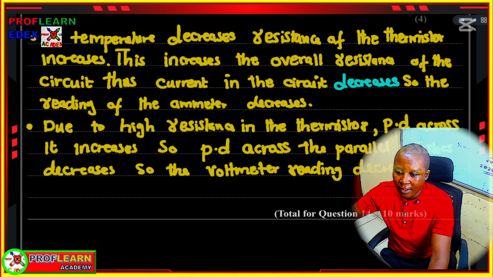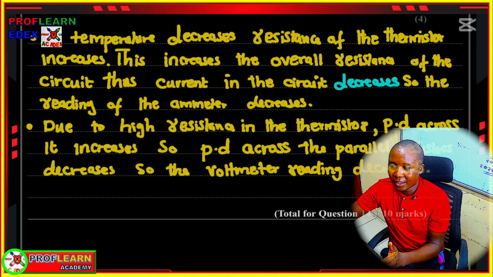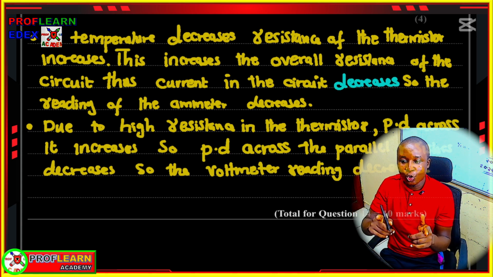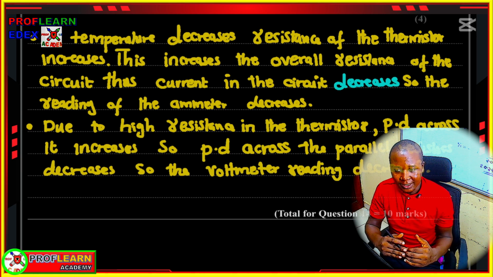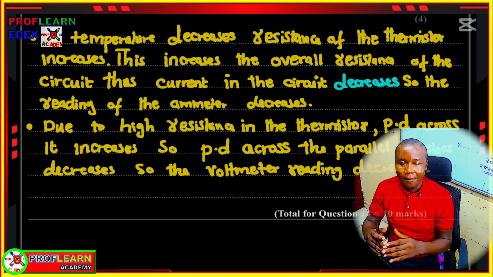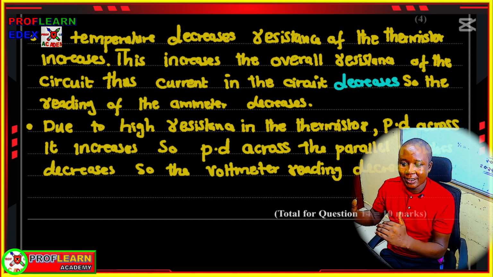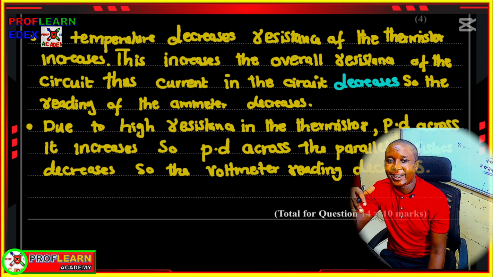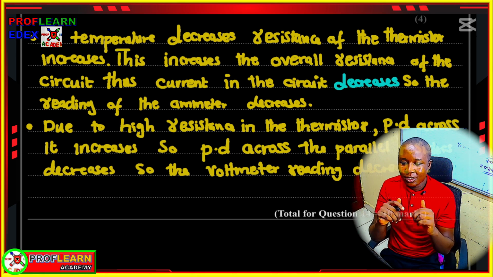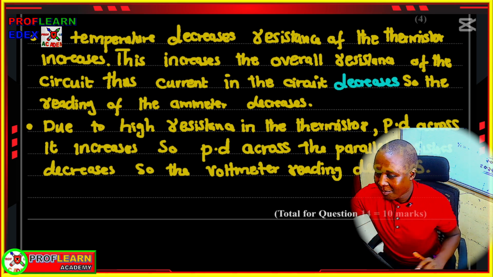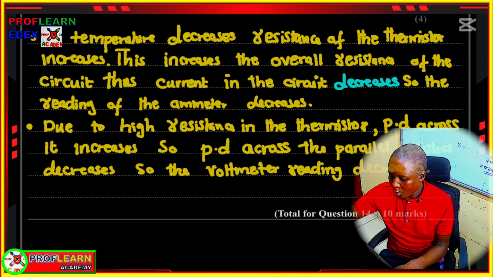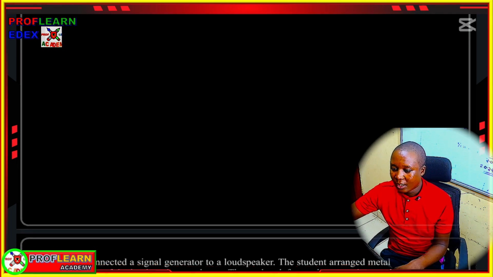Let's go ahead and mention that as temperature decreases, resistance of the thermistor increases, and this increases the overall resistance of the circuit. Thus, current in the circuit decreases, so the reading of the ammeter decreases. Due to high resistance of the thermistor, the potential drop across the thermistor is going to increase. Hence, the potential drop across the parallel section is going to be small, which means the voltmeter reading is going to decrease. That is just a summary of how you're supposed to put your answer in your paper when you are asked such questions.